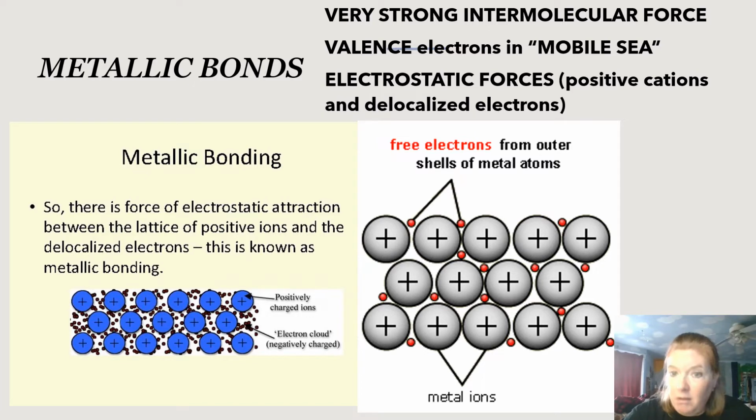Metallic bonds also have very strong intermolecular forces. Remember, in metallic bonds, we had that mobile sea of valence electrons. Because those valence electrons are in a mobile sea, we end up with these positive charges. So again, we have electrostatic forces. We have these positive charges attracting this delocalized sea of electrons. So very similar. So metallic bonds are very strong. So again, things that are metals end up with high melting points and high boiling points.